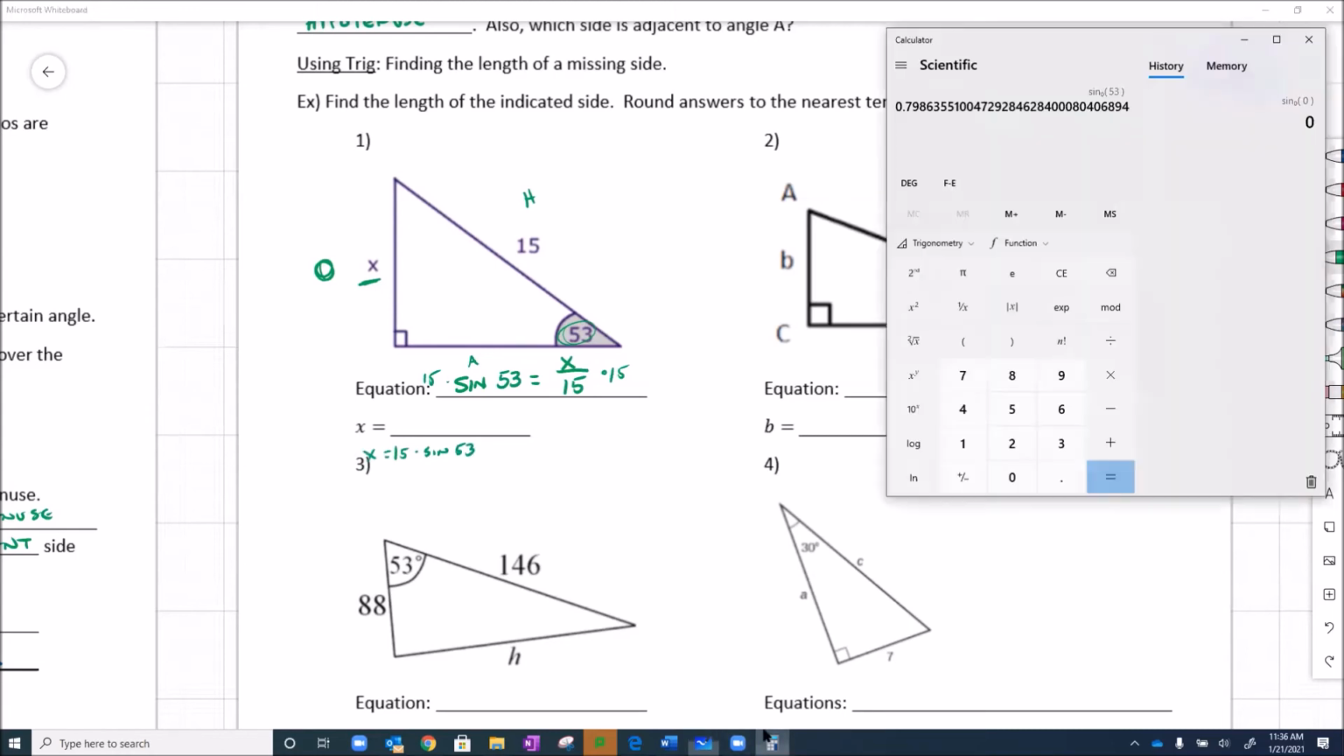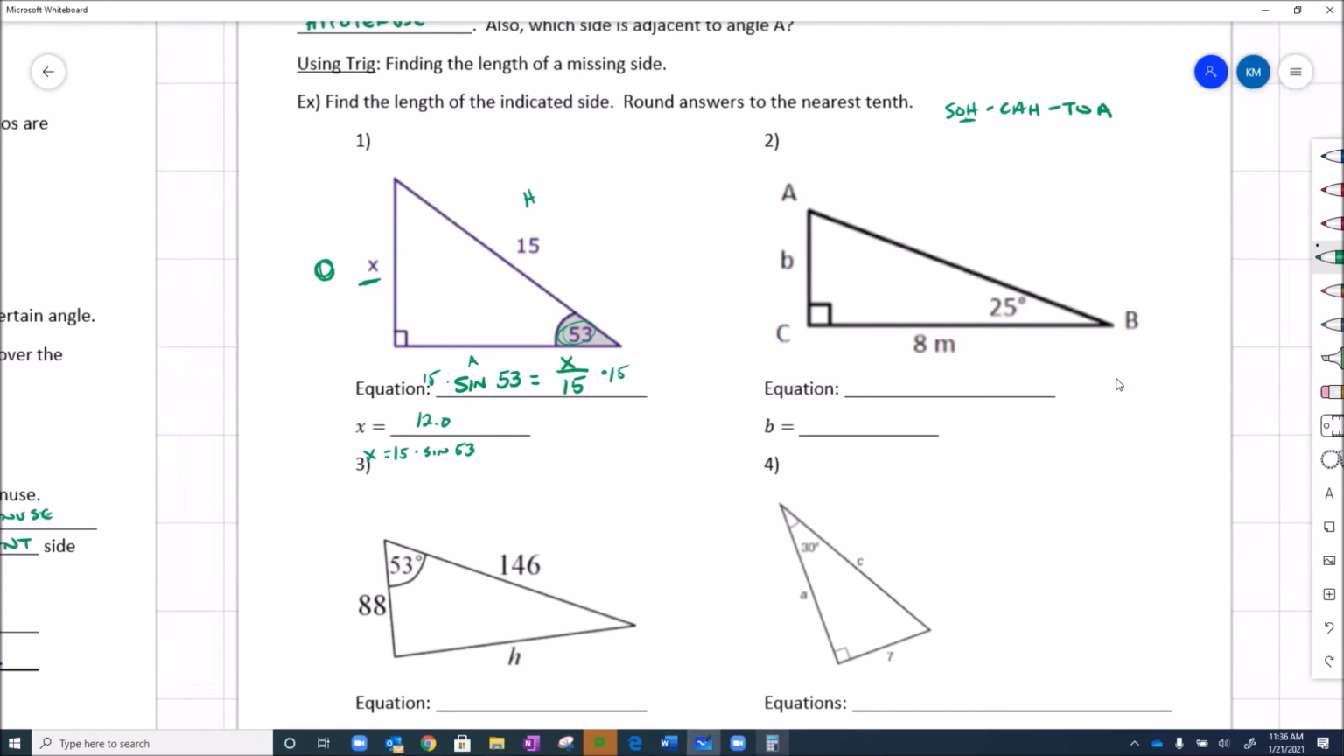Which I can do in my calculator. Sine 53 times 15, and that gives me 11.97. So it says round to the nearest tenth, that should be 12.0.